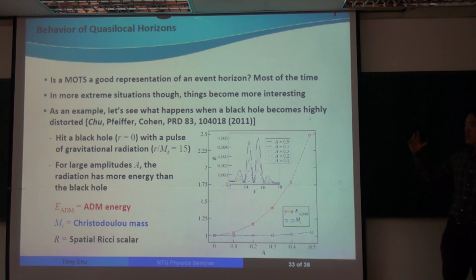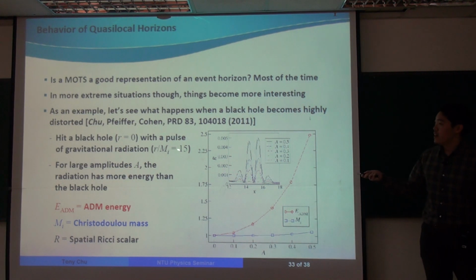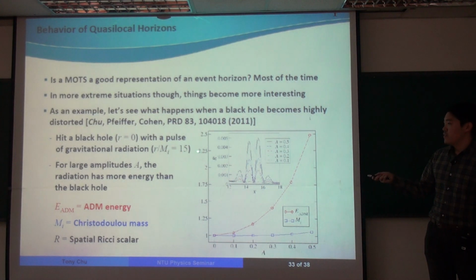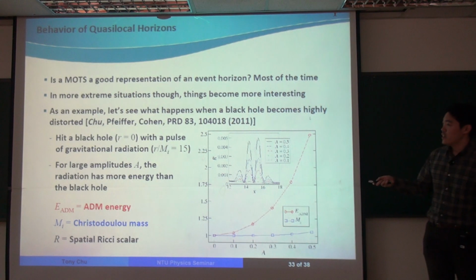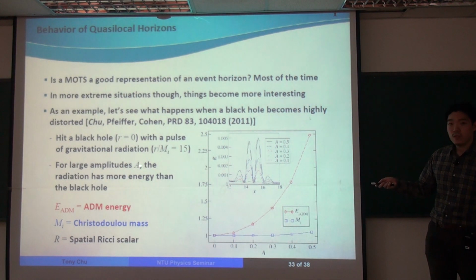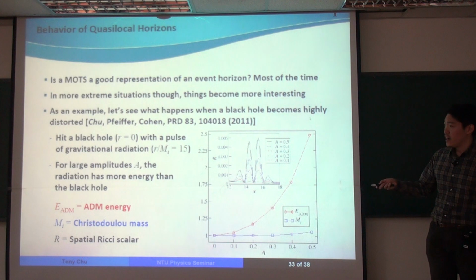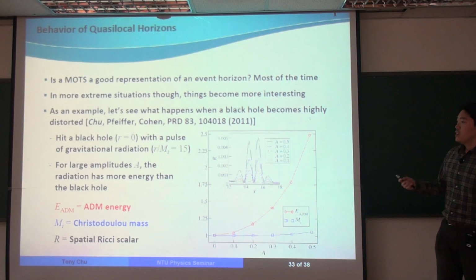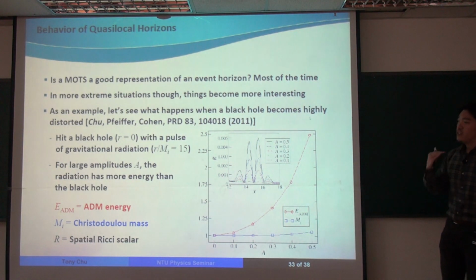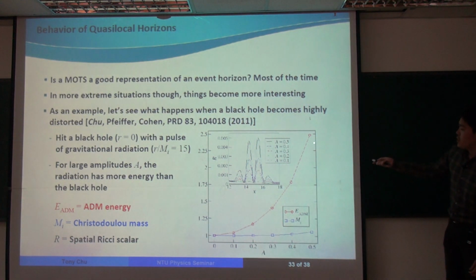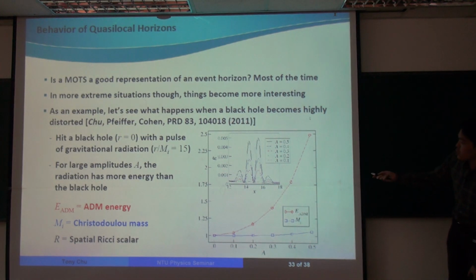We shot a shell of gravitational radiation onto that black hole, where the gravitational radiation is located at a radius of about 15 away from the origin. For that gravitational radiation, we could adjust the amplitude. The higher the amplitude A is, the more radiation, the more energy that radiation has. And here is a figure showing the properties of our initial data.